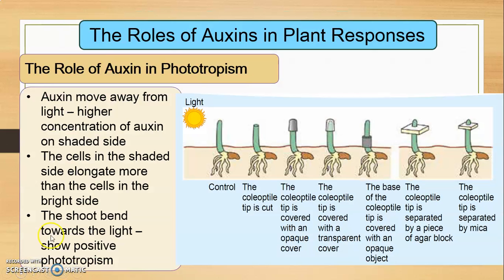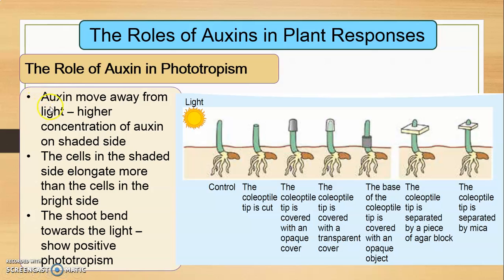Now we're going to discuss the roles of auxin in plant response. Refer to the role of auxin in phototropism. What is phototropism? It is a response of plant towards light. There are a few concepts you should understand, so please understand this concept.